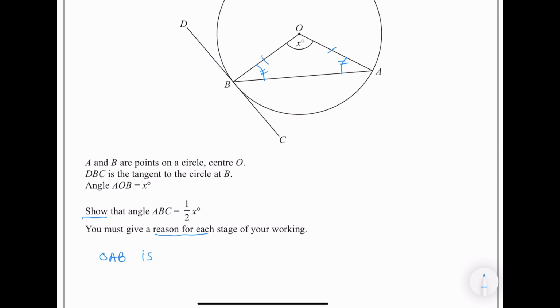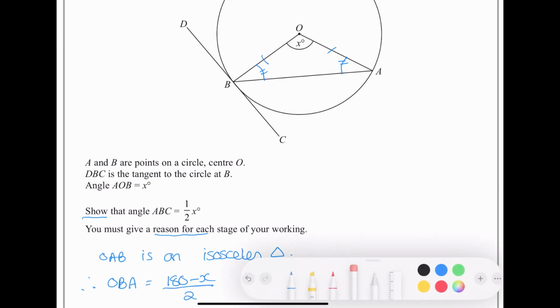OAB is an isosceles triangle. So therefore angle OBA equals 180 minus x divided by 2, like that. Okay, so I've got that bit sorted.